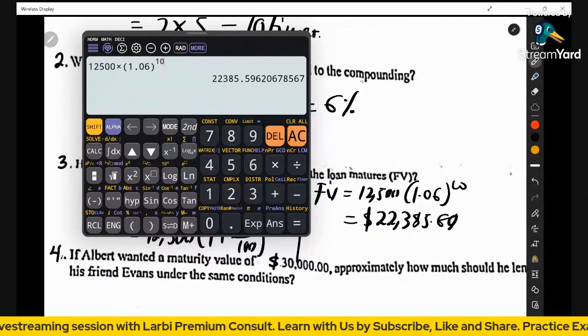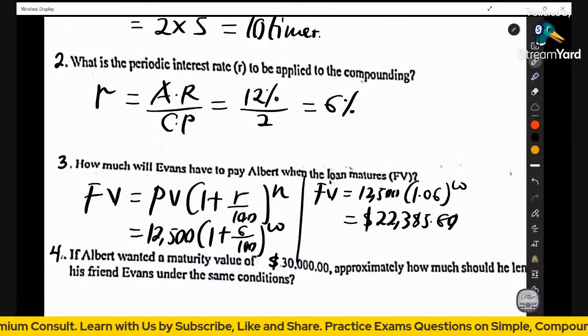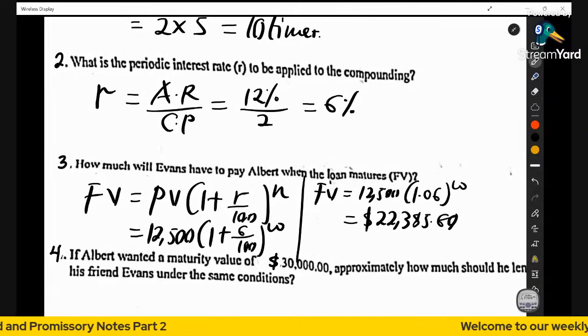So let's take note of that. So you get $22,285.60 in that line. So that's going to be the future value of the loan that Evans must pay to Albert within 5 years' time, which is compounded semi-annually. So let's be guided by that.